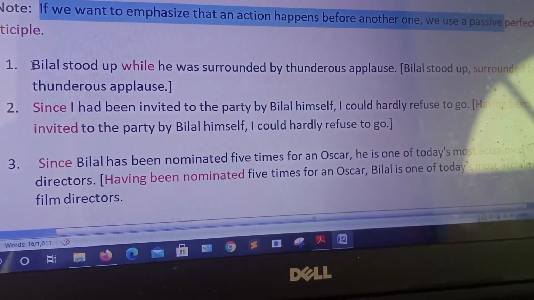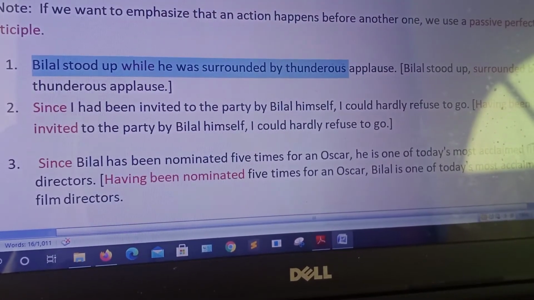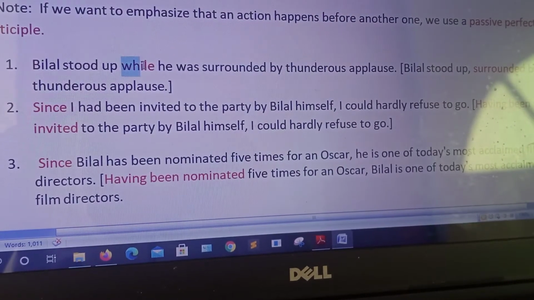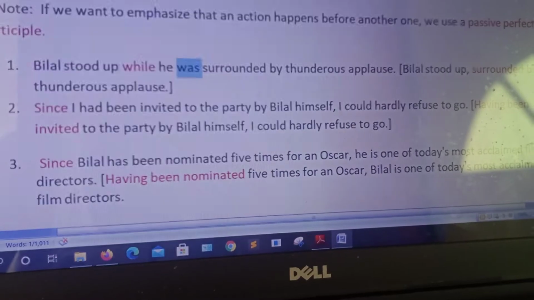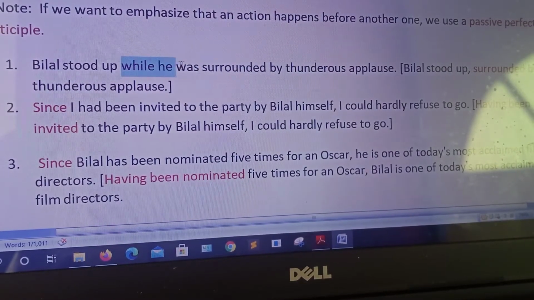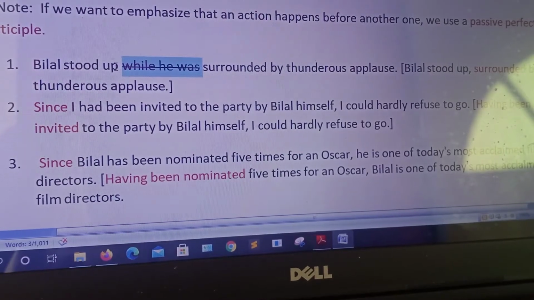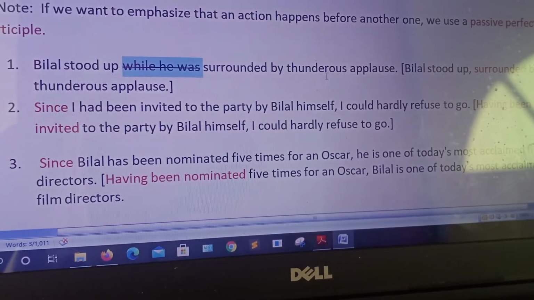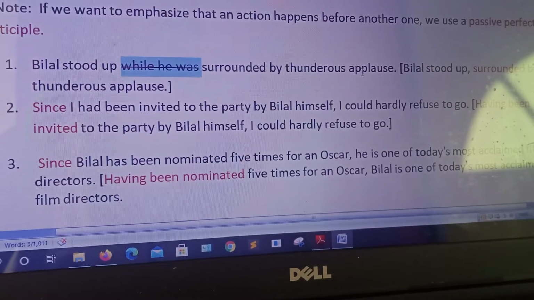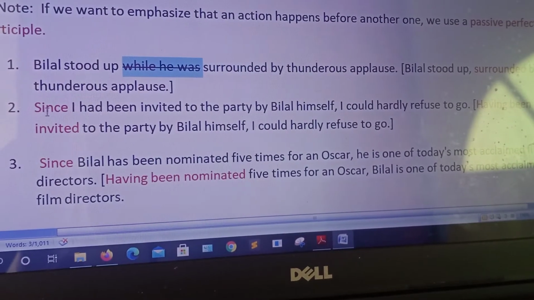See the first example. Bilal stood up while he was surrounded by the thunderous applause. Here while is the time clause, so we need to remove while as well, and he and was. He is the subject and was is the verb to be. So we are left with Bilal stood up, surrounded by the thunderous applause. How easy it is.